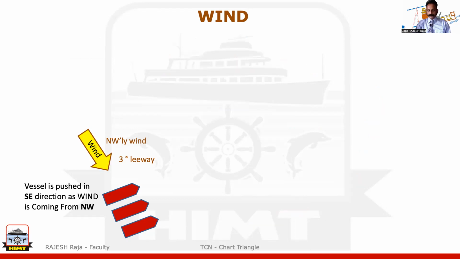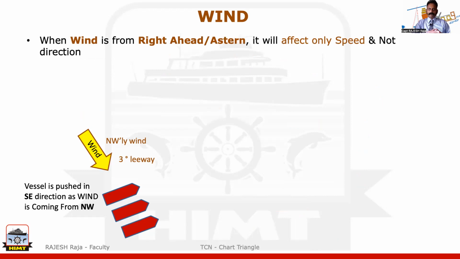Okay. So there are a few cases of exception when the wind is coming from right ahead or from right astern. Please remember, it is not going to affect my track. The CTS track which we are talking about is not going to be affected. It's going to affect only the speed.